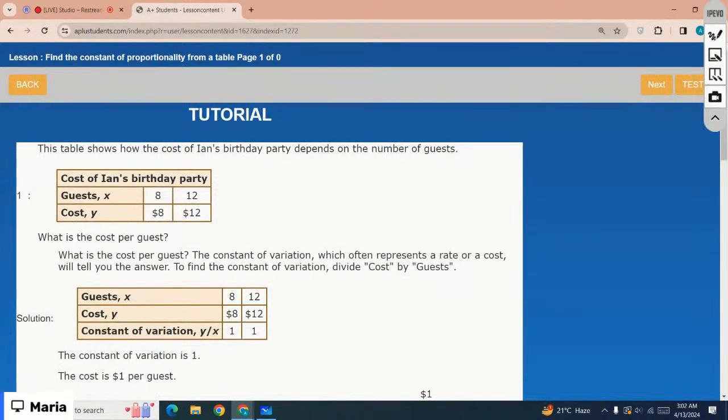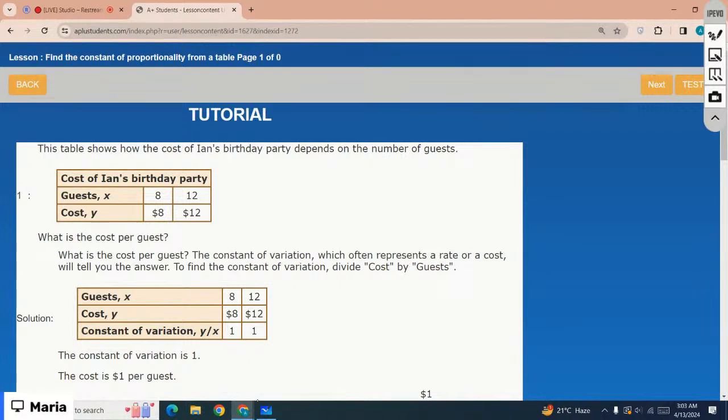This table shows how the cost of Ein's birthday party depends on the number of guests. What is the cost per guest? You are given a table with the guests and the cost. You have to find the constant of variation, right? You have to calculate the cost per guest. Basically, you are given the guests, that is x, and the cost, that is y. You have to calculate the constant of variation, y by x.